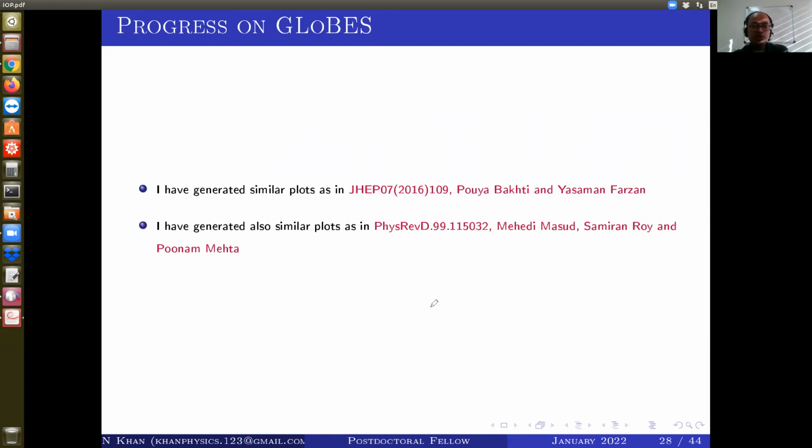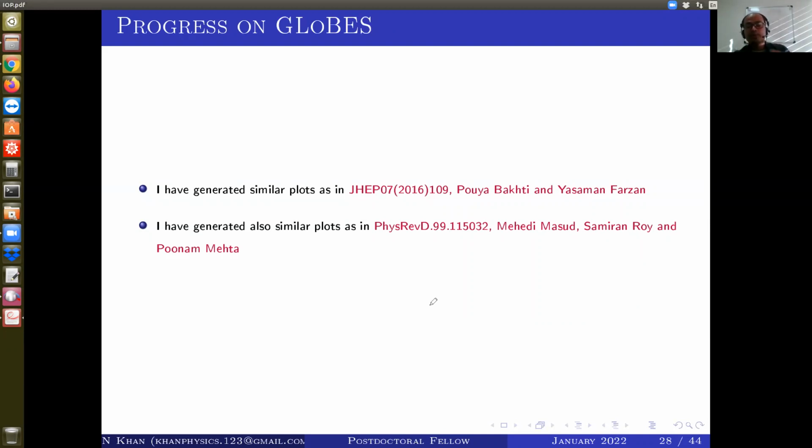Now I will talk about what my recent work is. Previously I have not done anything on neutrino experiments. Here I have learned how to do the neutrino experimental simulation and how to run this code, GLoBES, etc.